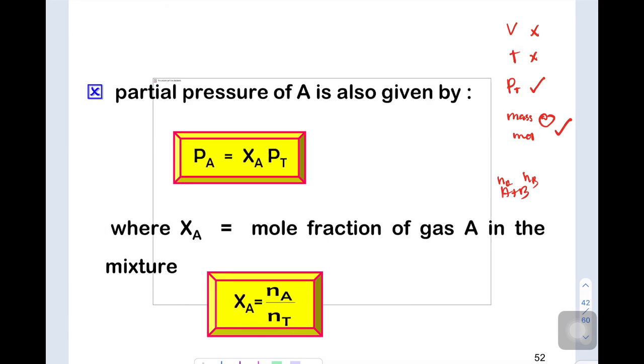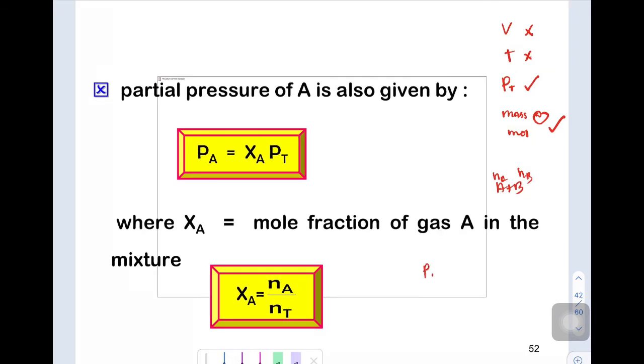So if we want to calculate the partial pressure of A only, it is the mole fraction of A multiplied by the total pressure. Likewise, if we want to calculate the partial pressure of gas B, it is equal to the mole fraction of gas B multiplied by the P total, in which XB is equal to NB over N total.